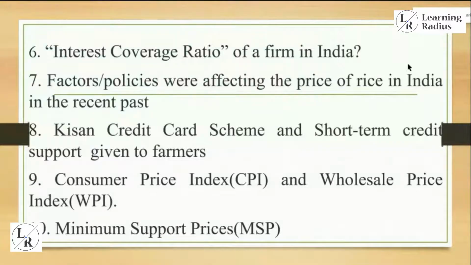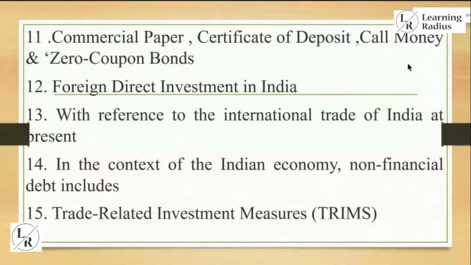10th one, again I'm telling, minimum support price, but the question is different this year. 11th one, commercial paper, certificate of deposit, call money, zero coupon bonds. If your reading is to the point, this is one litmus test you can do. If you have heard about commercial paper, certificate of deposit, call money and zero coupon bonds in your reading, your track of reading is right.